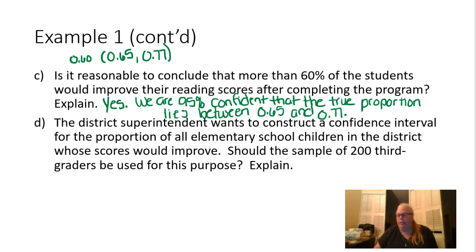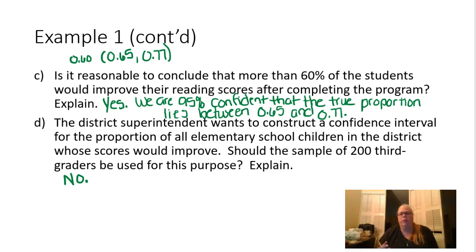Now, Part D says that the district superintendent wants to construct a confidence interval for the proportion of all elementary school children in the district whose scores would improve. Should the sample of 200 third graders be used for this purpose? And the answer to this one is no, we should not use the sample of 200 third graders. And the reason is because this sample contains third graders only, and elementary contains students between kindergarten and 5th grade, 6th grade in some states. But anyhow, there's more than one grade in there other than the third grade.